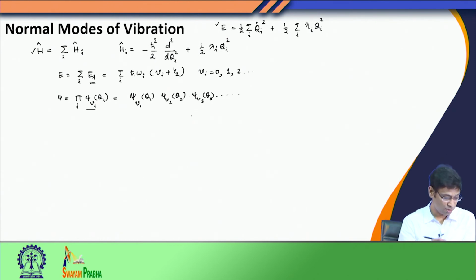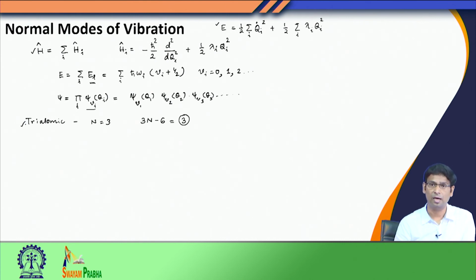So, let us take one example. Suppose consider a triatomic nonlinear system. So, n is 3. Therefore, the number of degrees of freedom, since I said this is non-linear, 3n minus 6 becomes 3. So, I have 3 degrees of freedom. An example of this kind of system can be your well known water molecule. So, I have got 3 degrees of freedom. Let me call these degrees of freedom q1, q2 and q3.